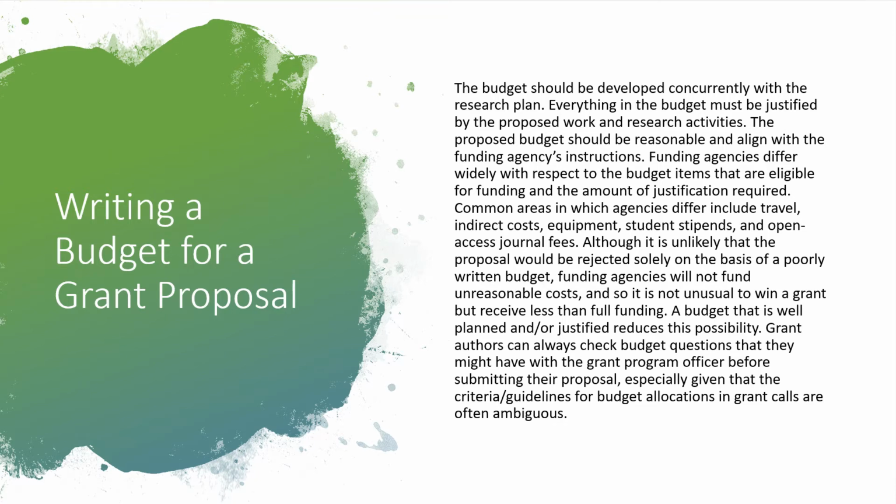So let's talk about writing a budget for a proposal. The budget should be developed concurrently with your research plan, right? So as you develop your research plan, what you plan to do, everything in the budget must be justified then by the proposed work and research activities. The proposed budget should be reasonable and align with the funding agency's instructions, right? So they should match up with whatever your funding agency says. And of course that will differ widely, right?